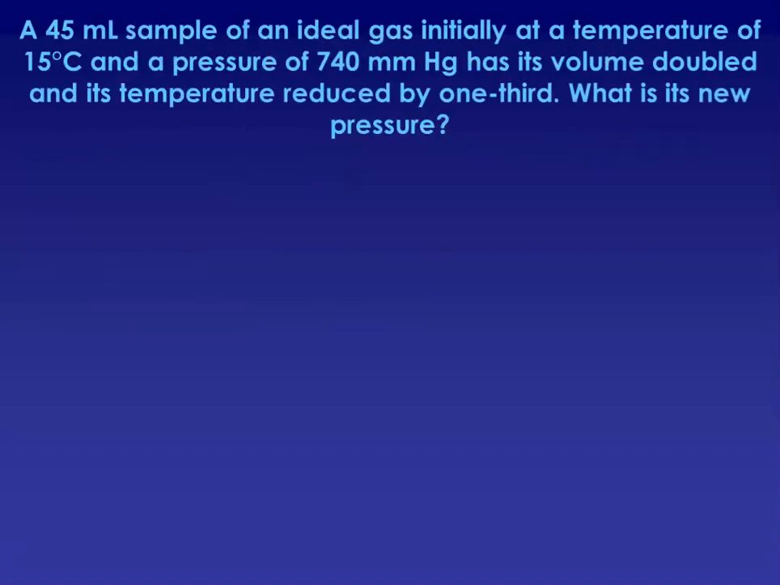So here we have 45 mils of an ideal gas. It's initially at 15 degrees Celsius and 740 millimeters of mercury. The volume got doubled and its temperature was reduced by a third. We want to know what its new pressure will be. So we want to find P2, which means we want to solve for this relationship in terms of P2. So we would want to plug in what we know. P1 is our 740 millimeters of mercury.